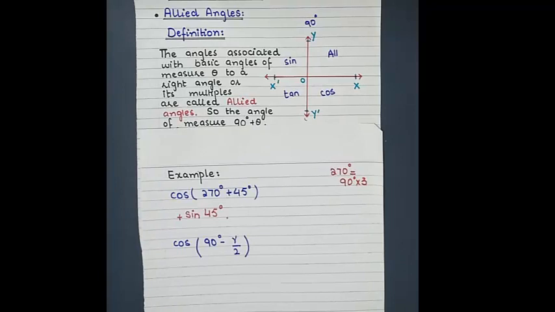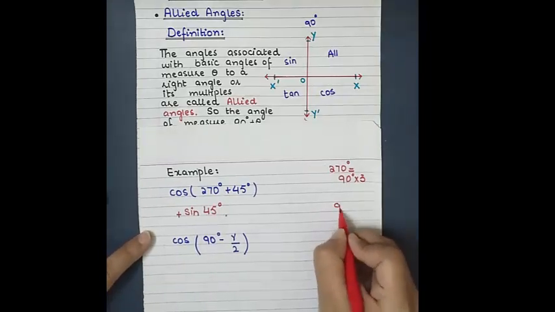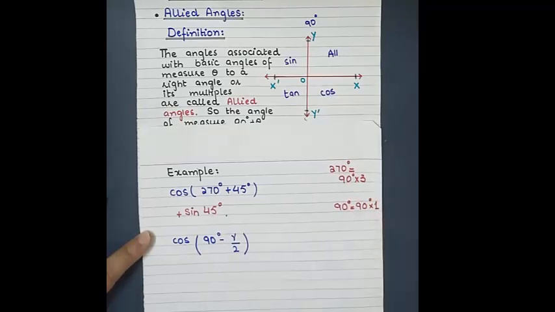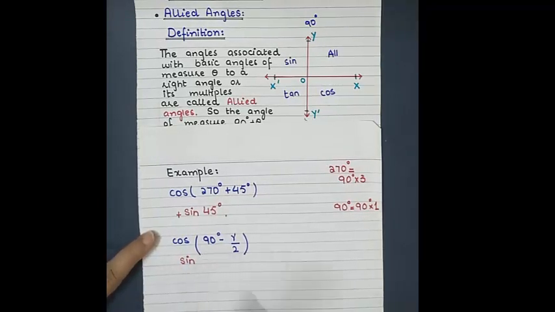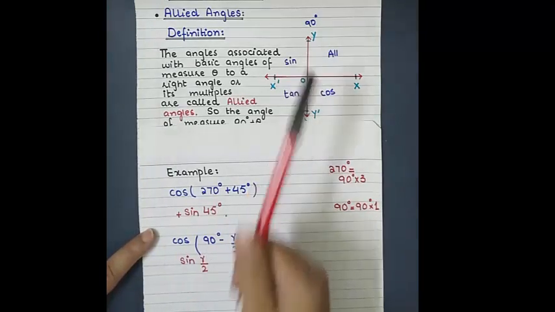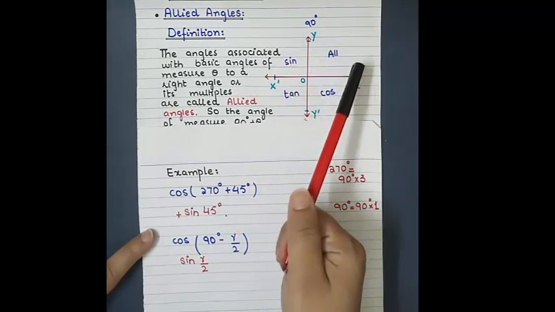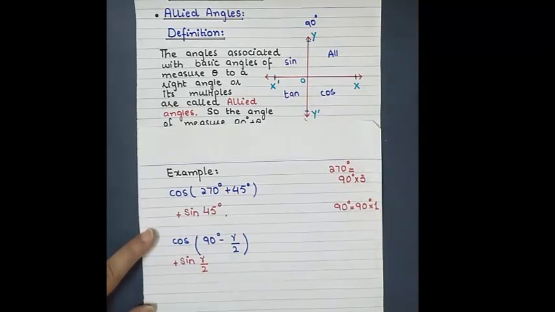So we have cos(90 degrees minus pi over 2). So according to rule number 1, we have 90 equals 90 degrees into 1. 1 is an odd multiple of 90. So cos will change into its co-ratio, which is sine. Now this is sine(pi over 2). Now this is 90 degrees minus pi by 2. Now it means we are in the first quadrant. In the first quadrant, all trigonometric ratios are positive. So here we have a positive sign.